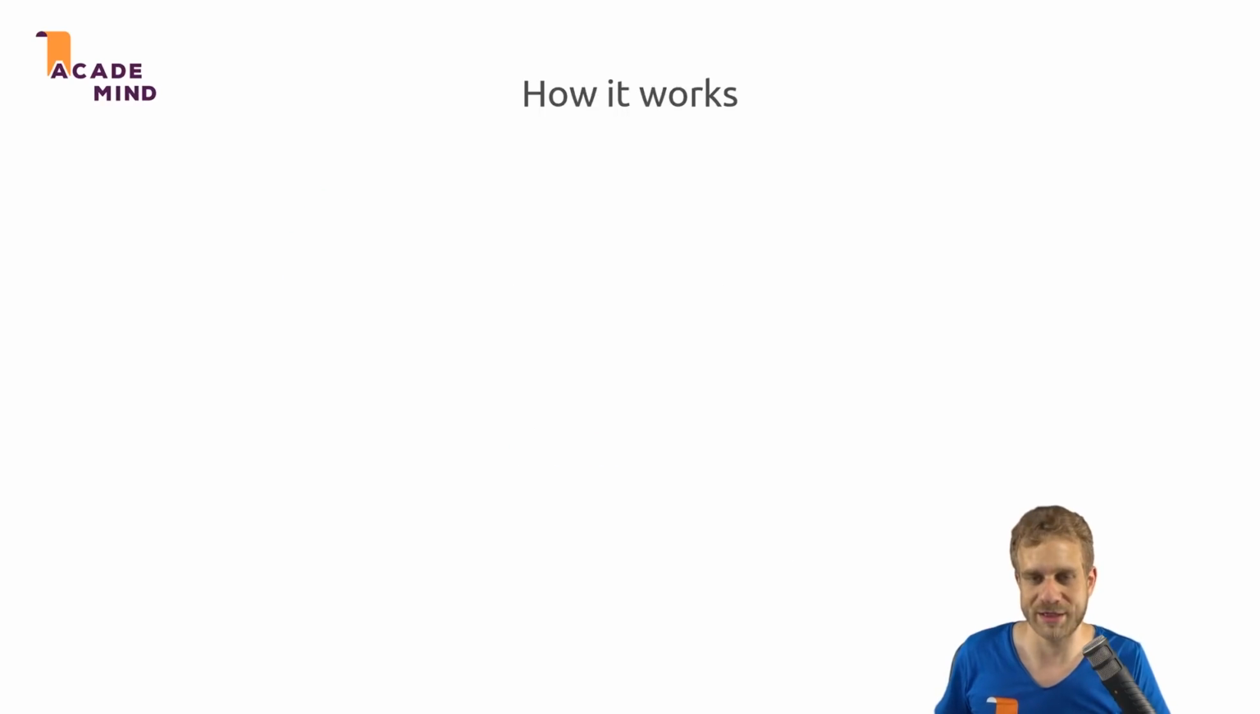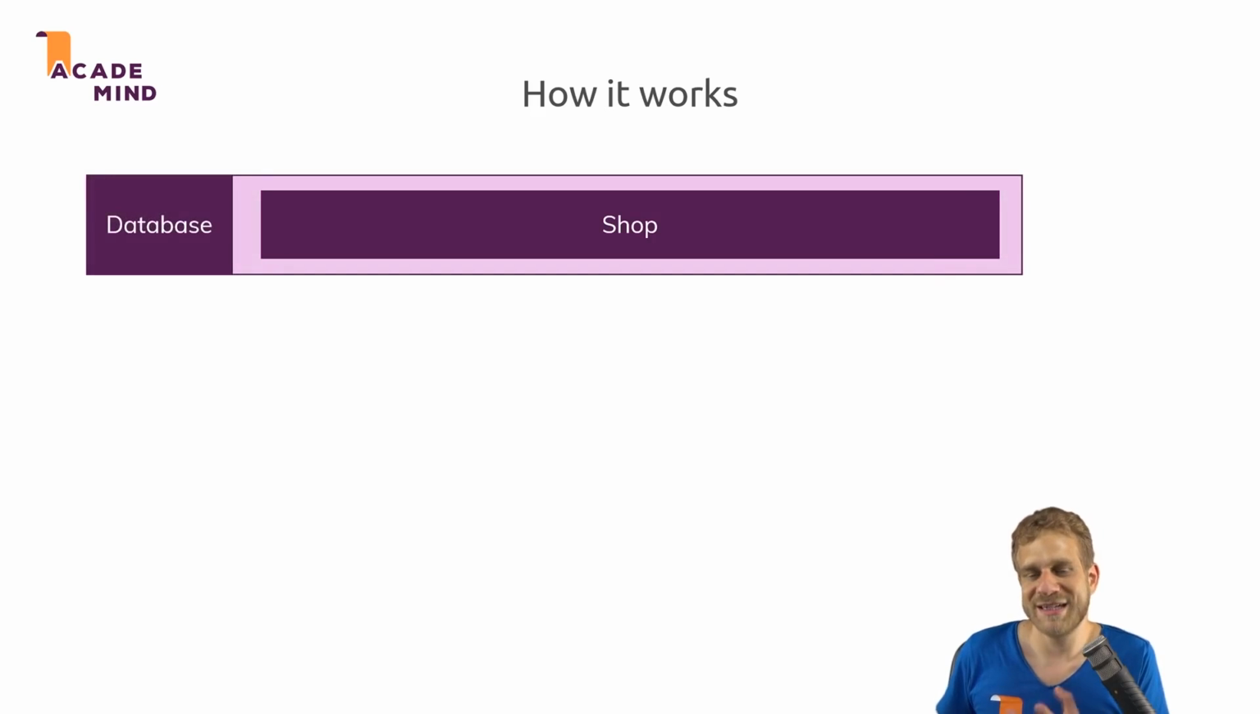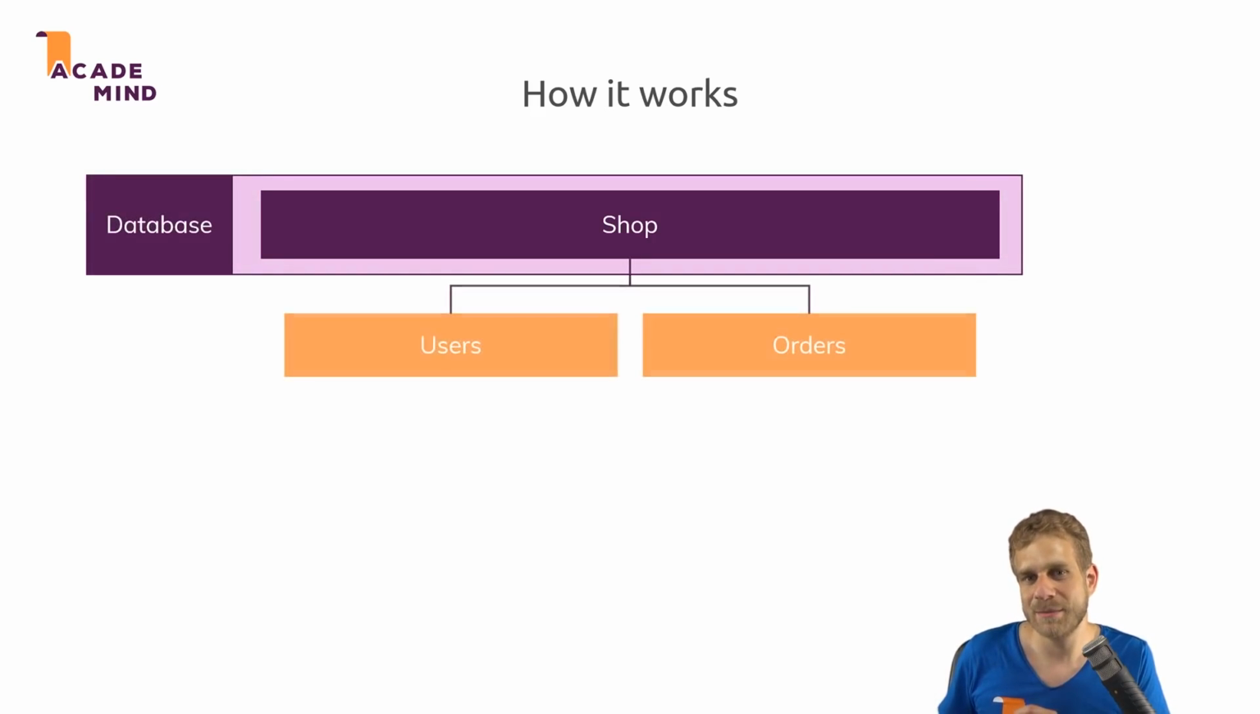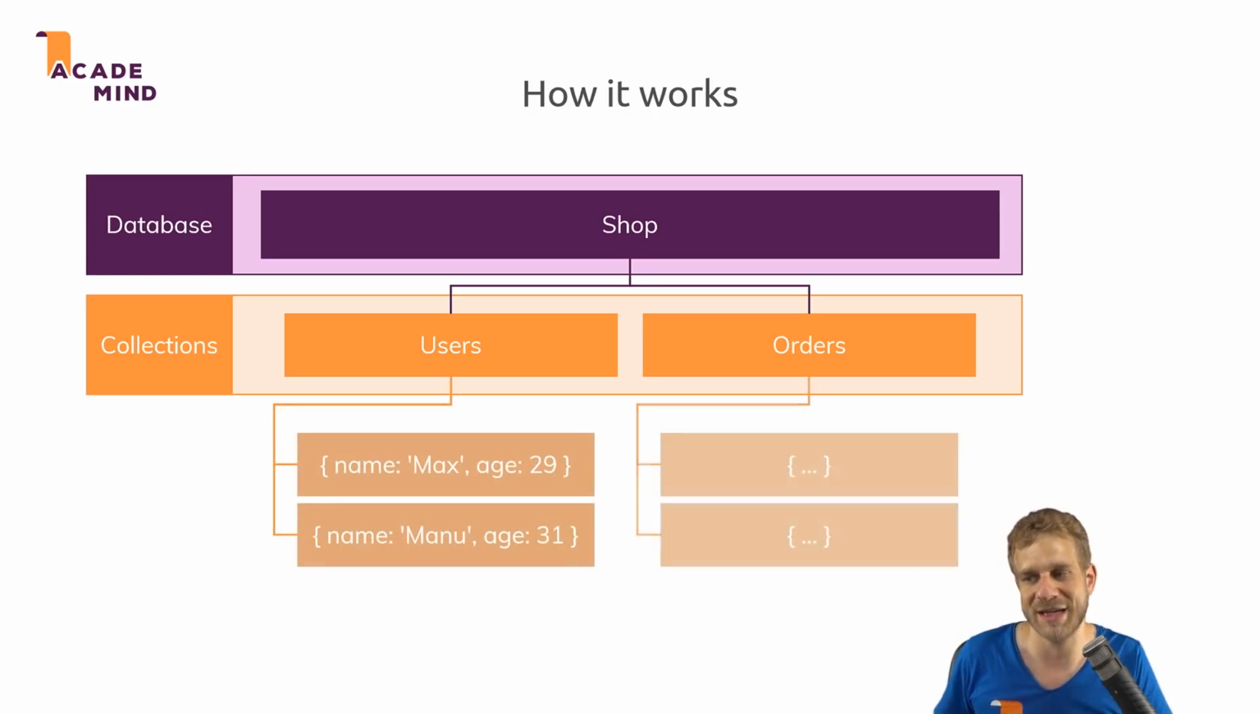So how does it work? Well, we have databases in the NoSQL world too, like a shop database. But then in there, we don't have tables, but so-called collections. But you could translate it with table essentially, like maybe the users and orders collection in our shop database. Now, in such a collection, we have so-called documents.